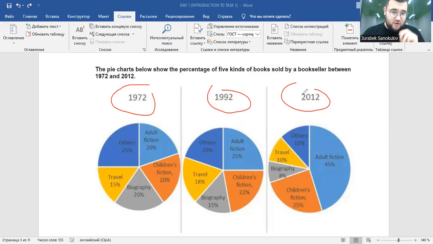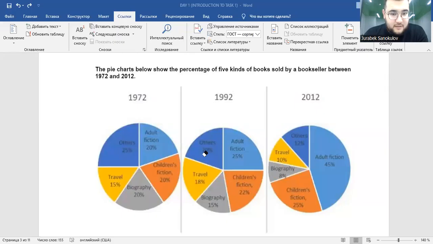Again, I repeat, you're going to use the same sentence structures. You're going to write the overview in the same way. You're going to divide the information in the same way. You're going to use the same words and the same phrases because they belong to the same category of task one. So they are called change over time graphs. So let's move on again.